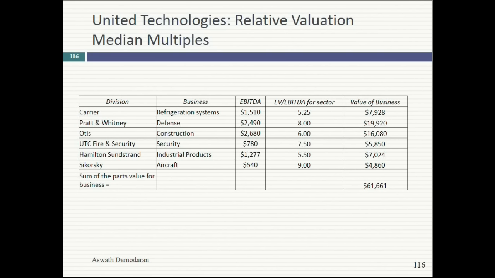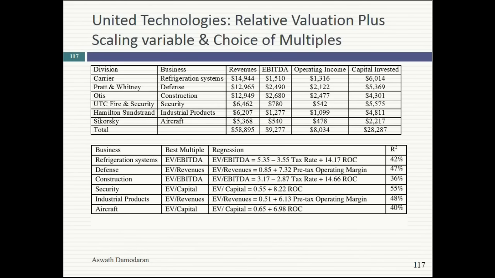How did I control for that when I did a good pricing? I ran a regression across the sector. I look for differences across companies. Here's what I did. I took each sector and I ran regressions of different multiples. I picked the multiple that had the highest R squared in each sector. And that's why you see different multiples for different sectors. So basically, these multiples were picked because they had the highest R squareds. So if I look at refrigeration systems, the multiple that seemed to have the most explanatory power is EV to EBITDA. There's a regression for the sector, and I plug the numbers for United Technologies into that regression.